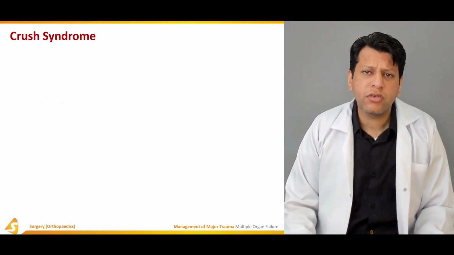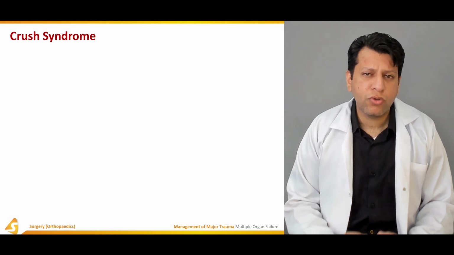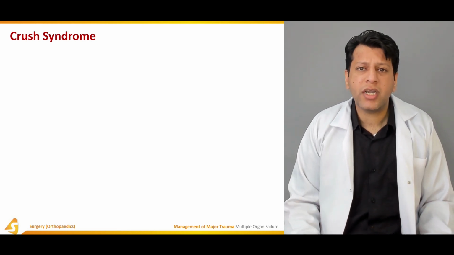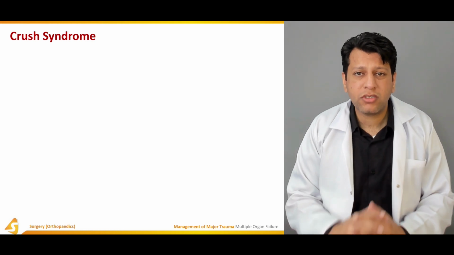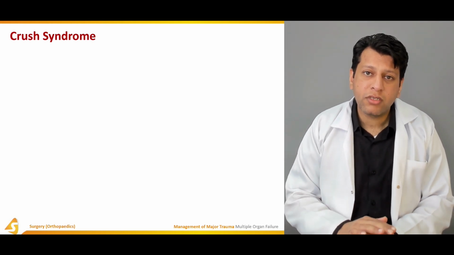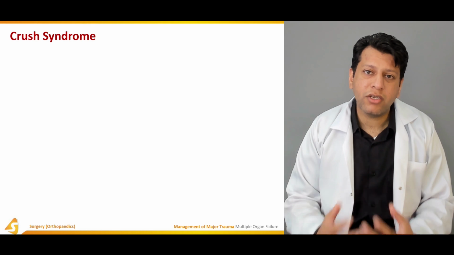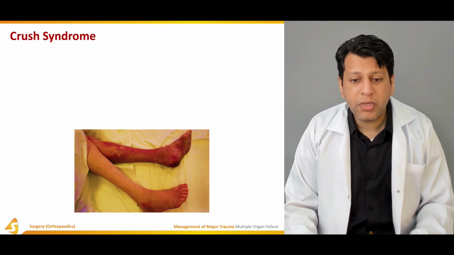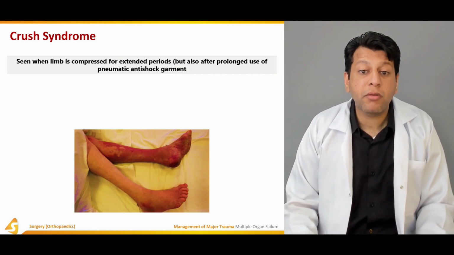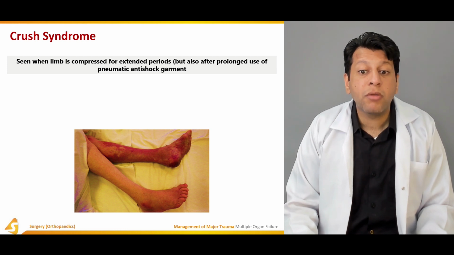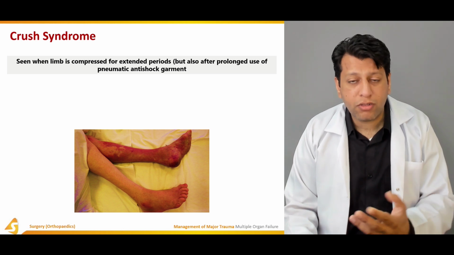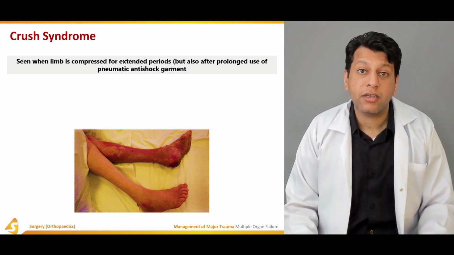Now coming to crush syndrome. Crush syndrome could be due to trauma, in which there is traumatic rhabdomyolysis, where the limb is crushed so much that the muscles are crushed under the weight and eventually undergo necrosis. Or it could be seen when the limb is compressed for extended periods, but also after prolonged use of pneumatic anti-shock garments. Although it's very rare with them, it can occur with that as well.